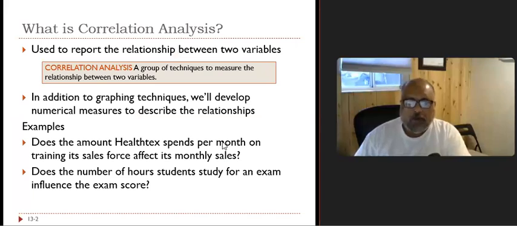Now, what is correlation analysis? Correlation analysis quantifies the relationship between two variables. Numerical measures supplement graphing techniques like scatter diagrams, or what we call scatter plots. For example, it explores how a company's training expenditures affect the sales, or how study time impacts exam scores.